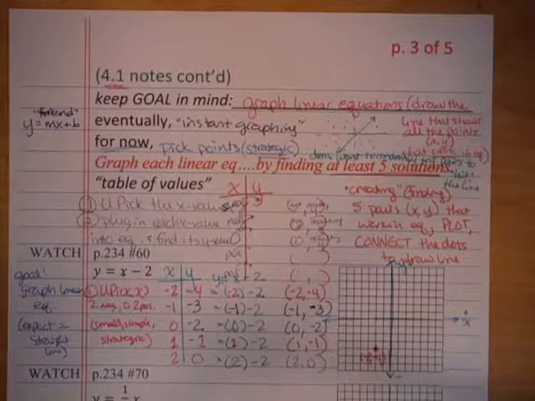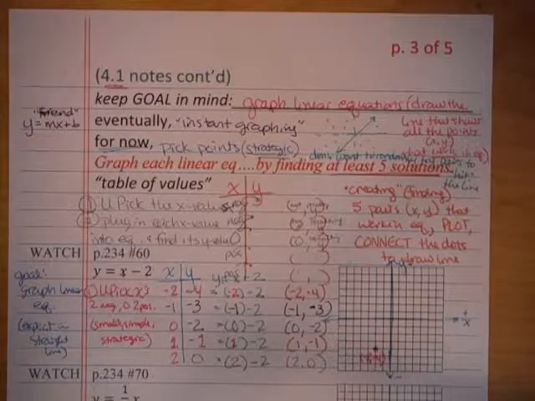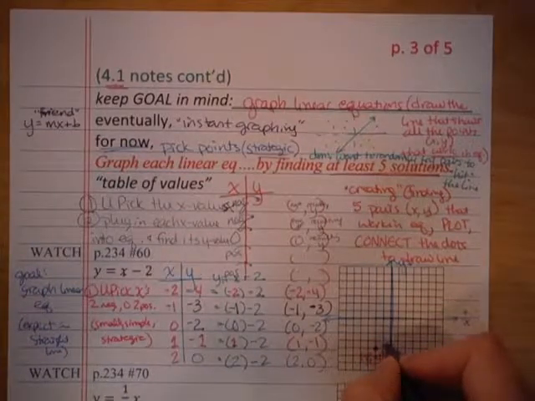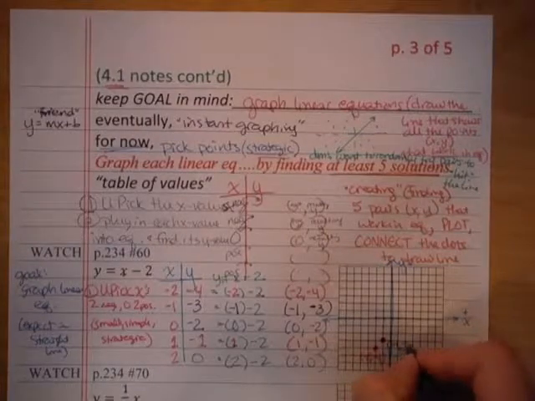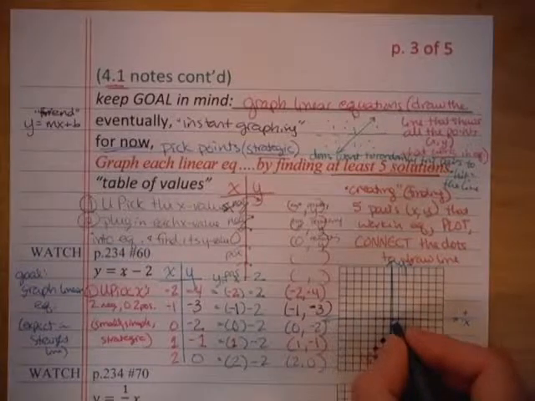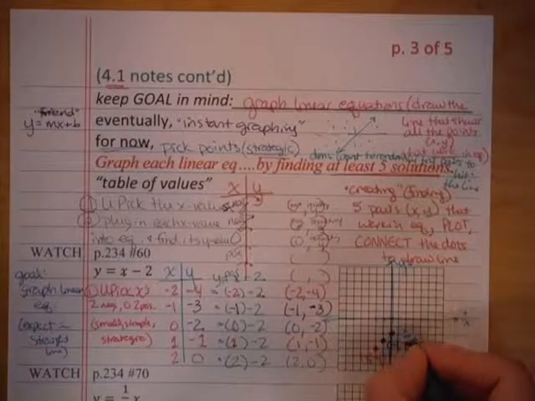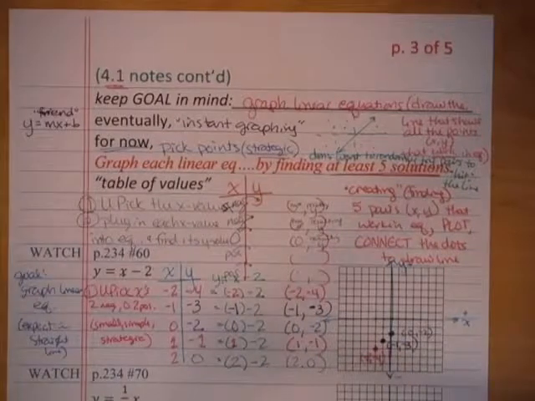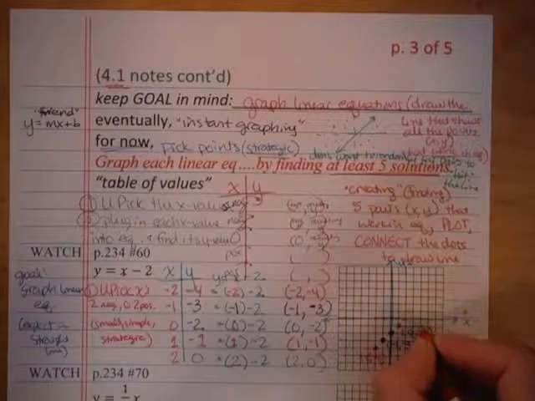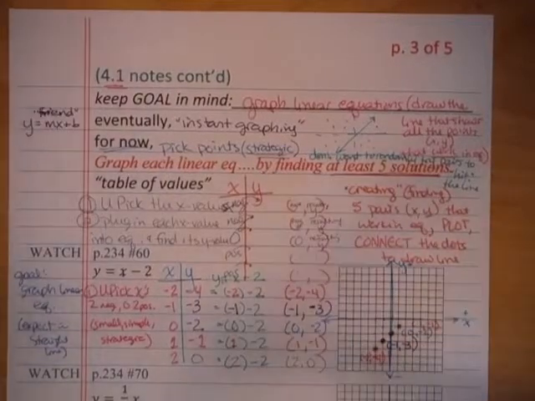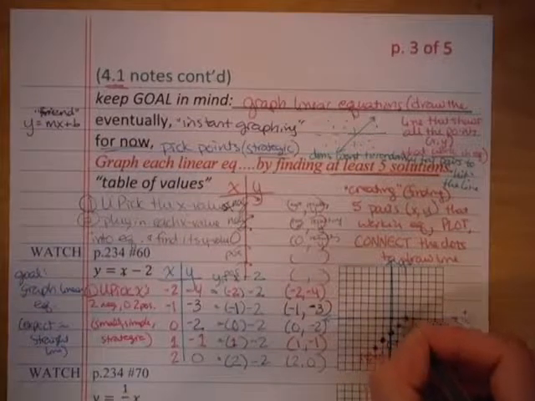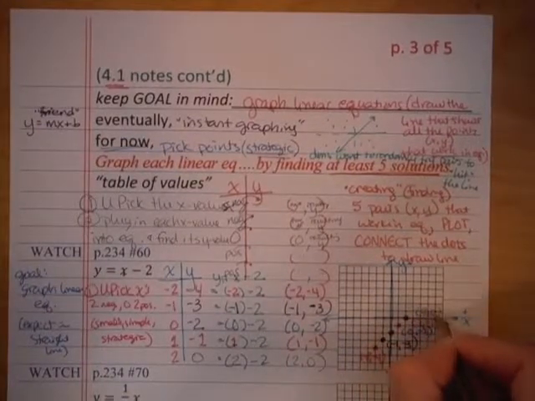Next, I've got my point -1, -3. -1 to the left, 3 down. That is the point -1, -3. My next point is 0, -2, so don't go anywhere left or right, just go down 2. So there's my point 0, -2. Next I have the point 1, -1, so I go to the right 1, down 1. And finally I've got the point 2, 0, so I go to the right 2 and then I stay put. I don't go up or down from that. So there's the point 2, 0.